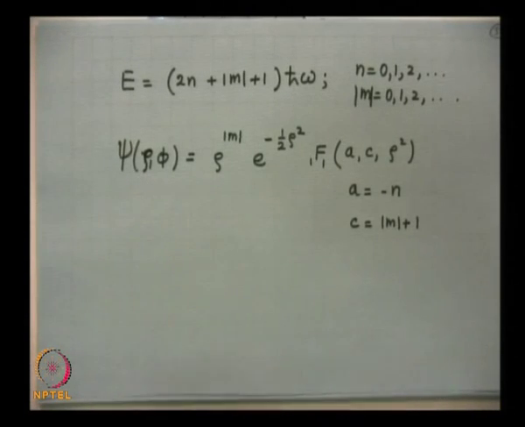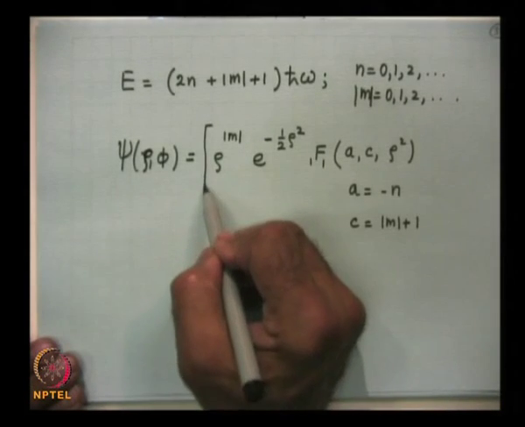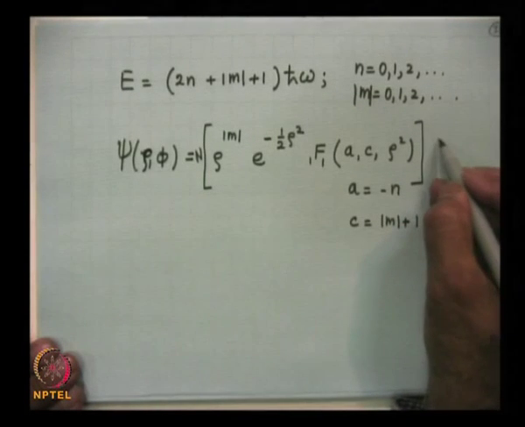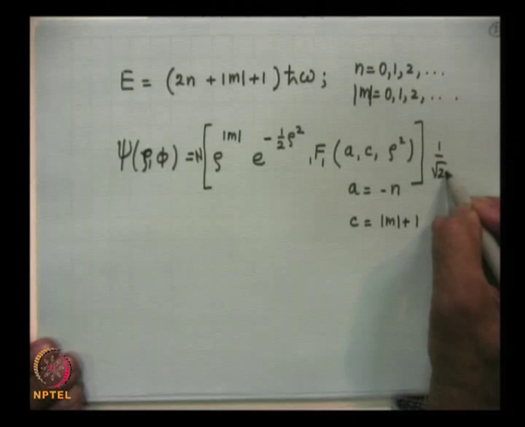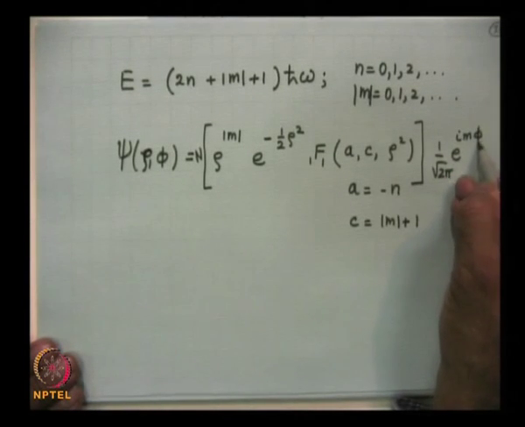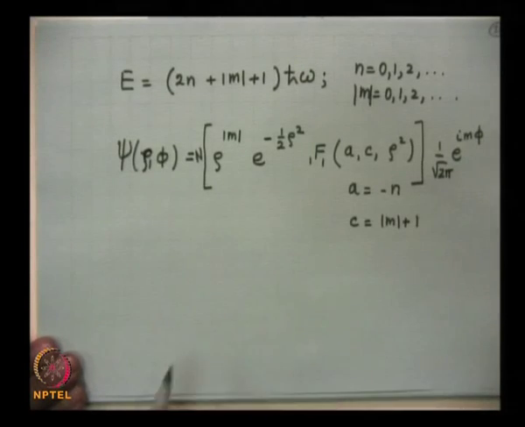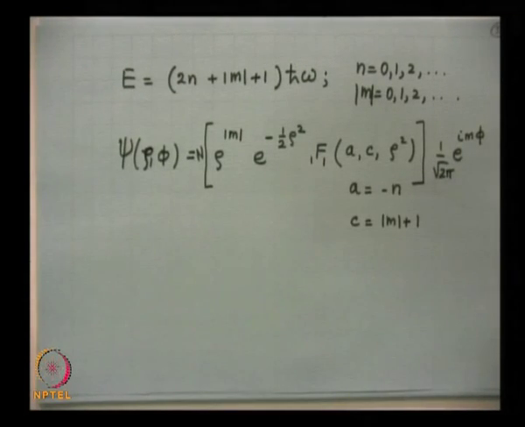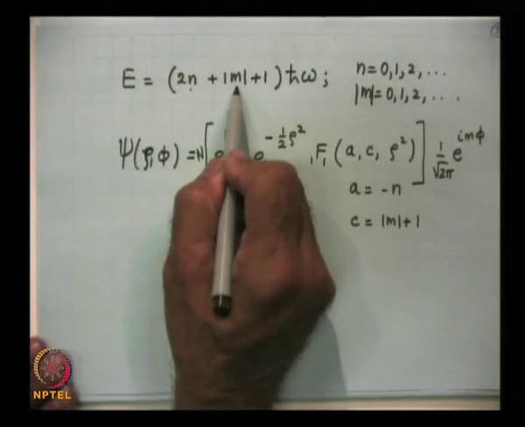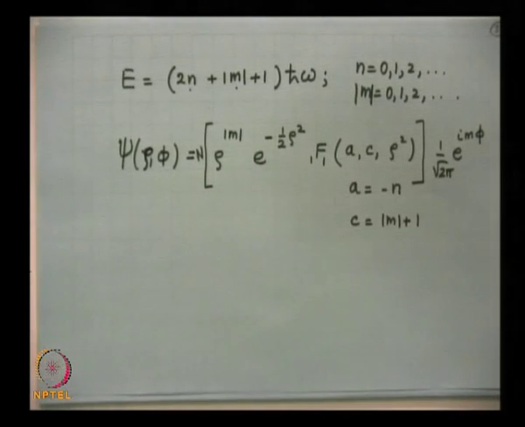So, these are the phi dependence. Of course, there is a normalization constant here, and the phi dependence will be 1 over root 2 pi e to the power of i m phi. This is the phi dependence, this is the rho dependence. These are the rigorously correct solutions for the two dimensional oscillator problem. And as I told you, the ground state corresponds to n equal to 0 and m equal to 0. So, this is equal to 1.